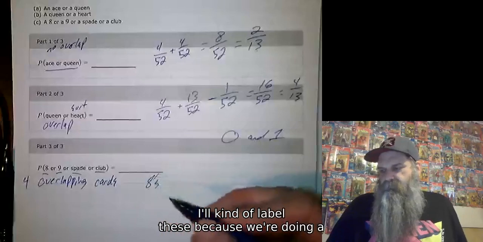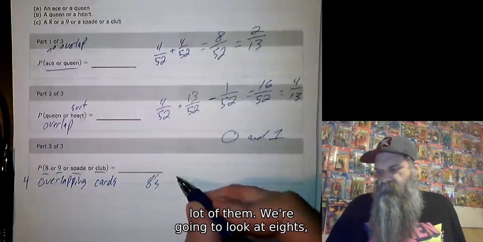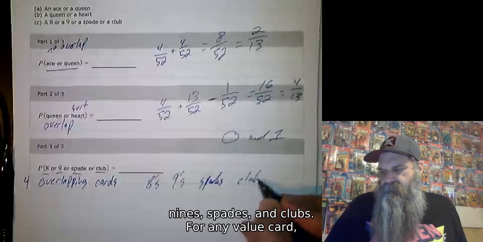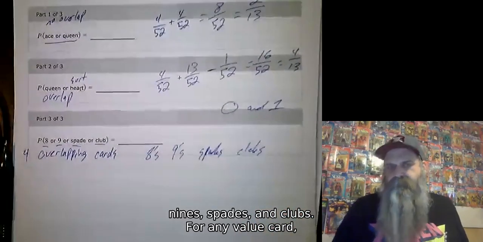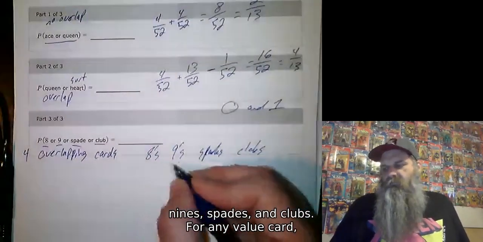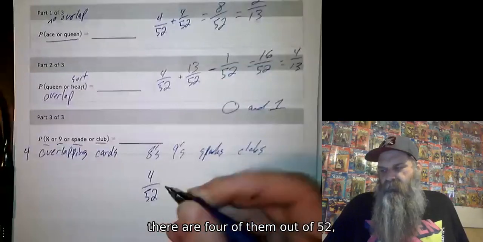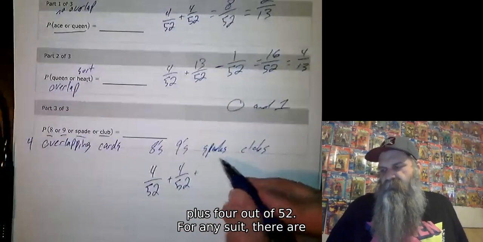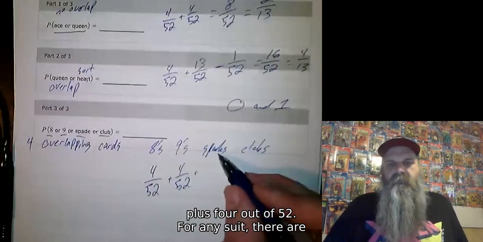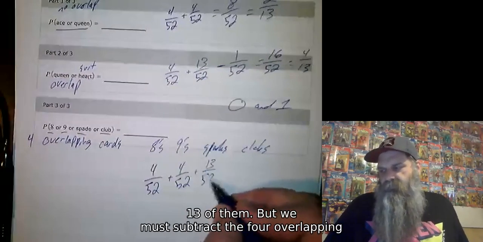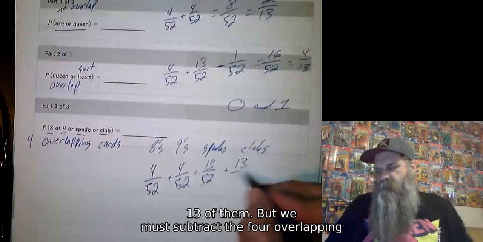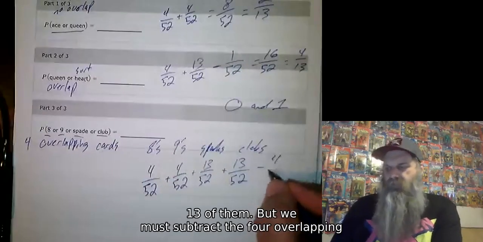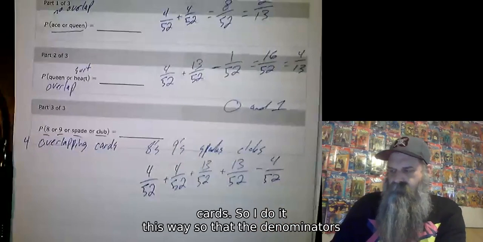So I'll label these because we're doing a lot of them. We're going to look at 8s, 9s, spades, and clubs. For any value card, there are 4 of them out of 52, plus 4 out of 52. For any suit, there are 13 of them. But we must subtract the 4 overlapping cards.